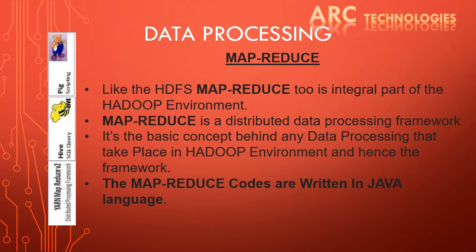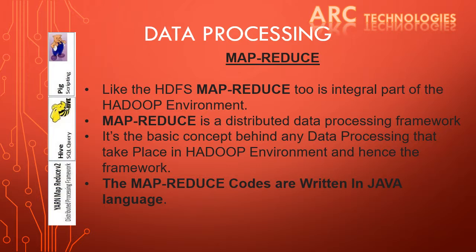Now that we have stored the data, we'll see what data processing is. You can see we have different kinds of processing: we have Pig, we have Hive, and we have MapReduce. First of all, we'll see another very basic component of the Hadoop environment along with HDFS, that is MapReduce. Like HDFS, MapReduce is an integral part of the Hadoop environment.